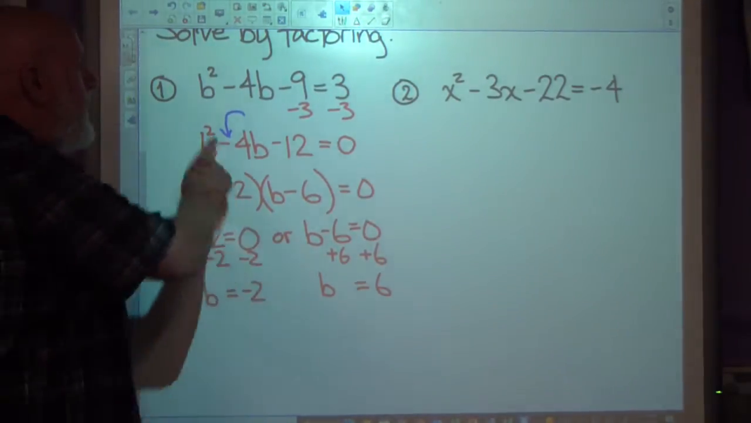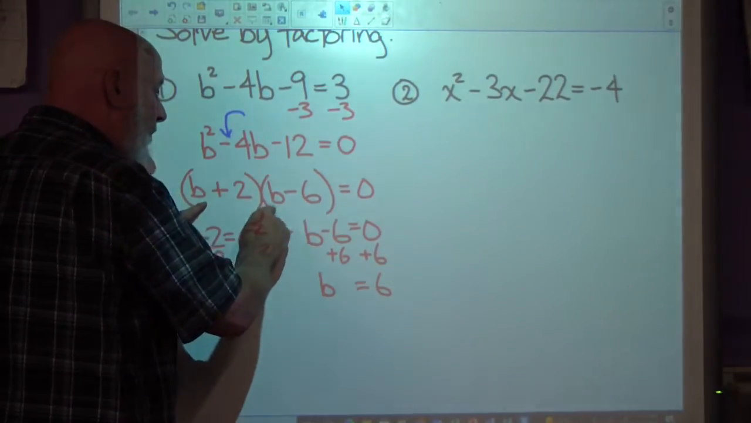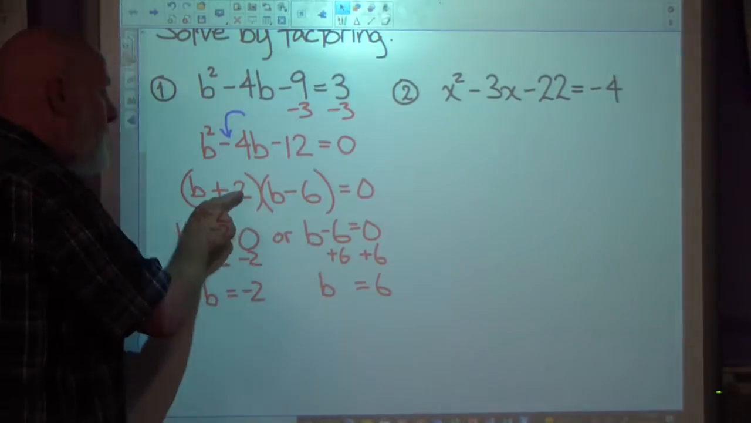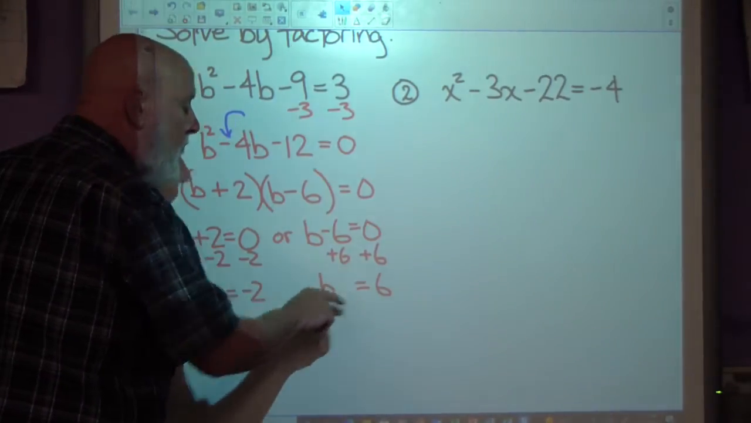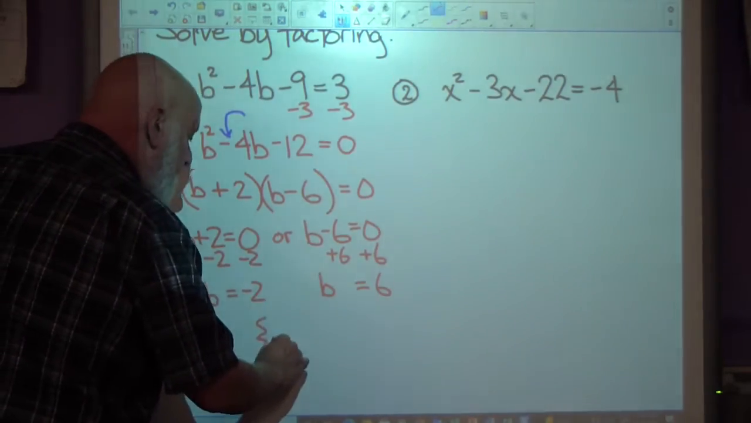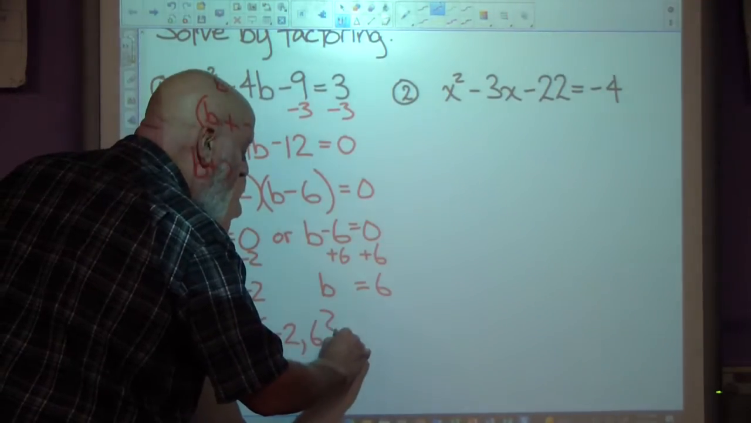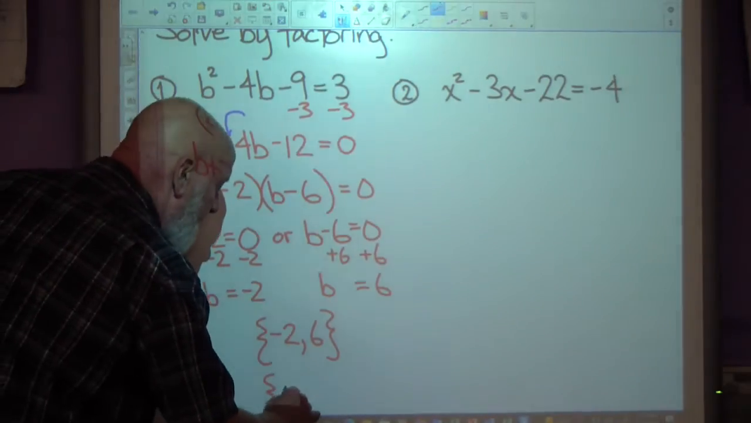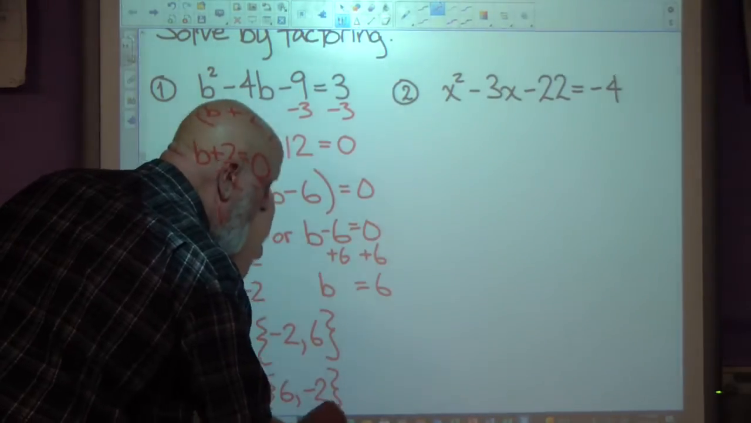So we solve this quadratic equation by setting the equation equal to 0, factoring it, and employing the zero product property. If this times this is 0, then either this first factor is 0 and we solved, or this second factor is 0, and we solved. Two solutions, they're often listed in set notation, -2, 6. And again, the order of the answers doesn't matter. I like to put the smallest one first, but it's not necessary. You could list it like this. Either one of these would be appropriate.